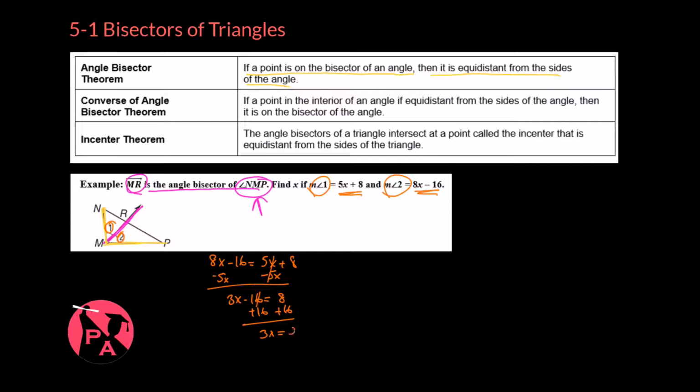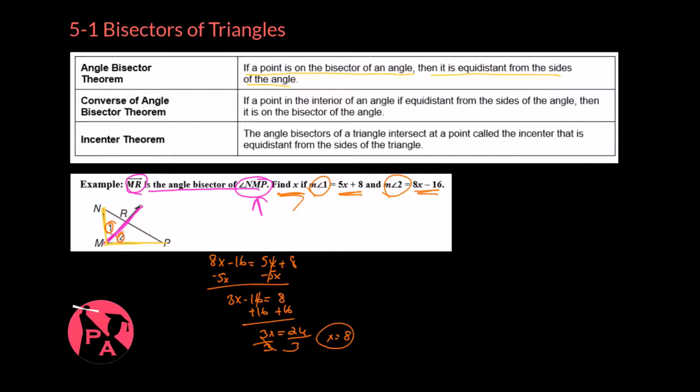3x equals 24. Divide by 3 to get x equals 8. Let's see if we need to figure out a measure of an angle. But no, we need to figure out what the measure of x is, and we figured that out. That means we can move on.